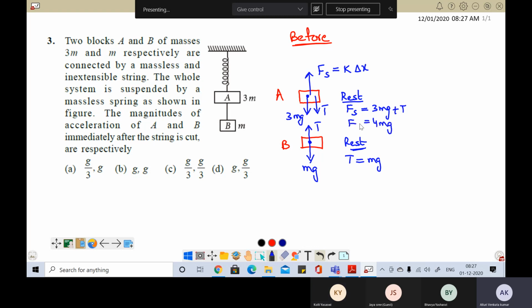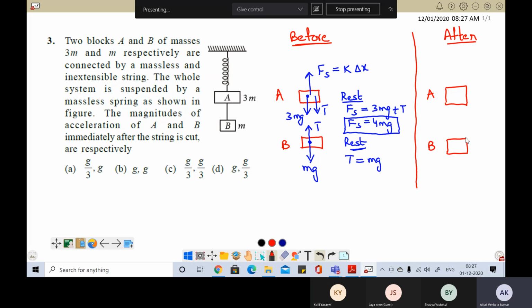So that means the spring force is how much? This is important for us. How much spring force? 4mg. Okay. Next, afterwards, after cutting the string. This is block A. Now block B. Now when it is cut, there is no tension, correct or not? Now what are the forces for B? Only mg. And then it will go downward with some acceleration, so mg equals ma. So acceleration is equal to g. It will go down with the acceleration due to gravity.